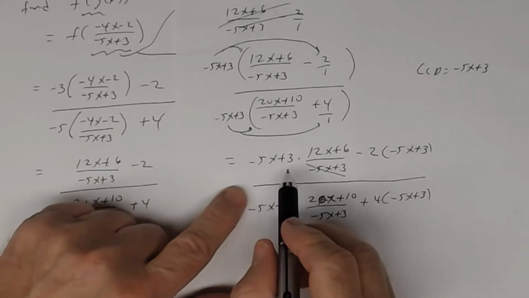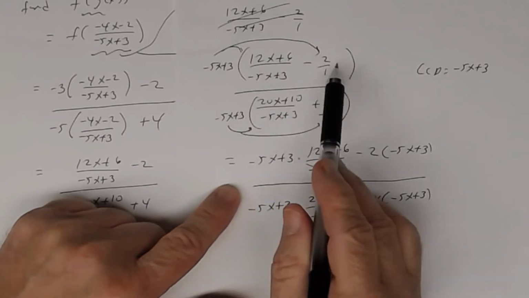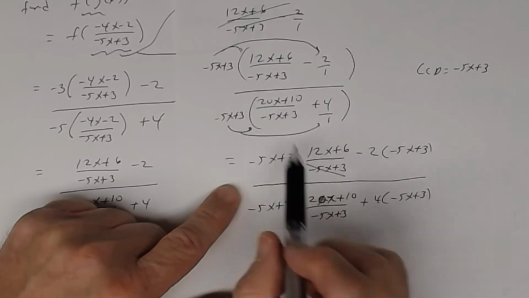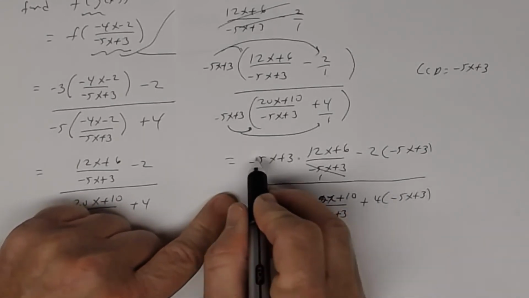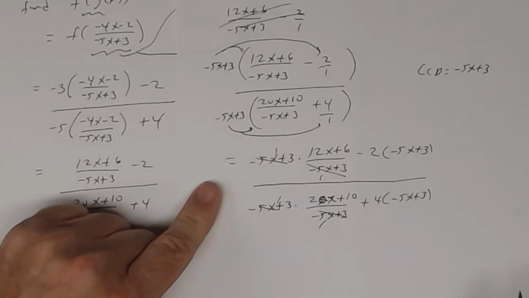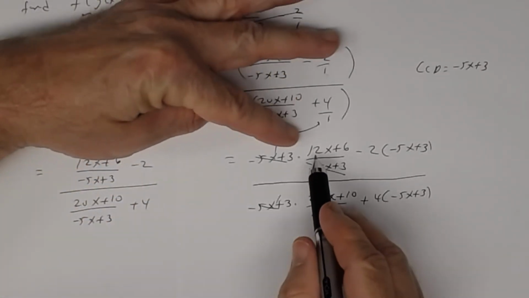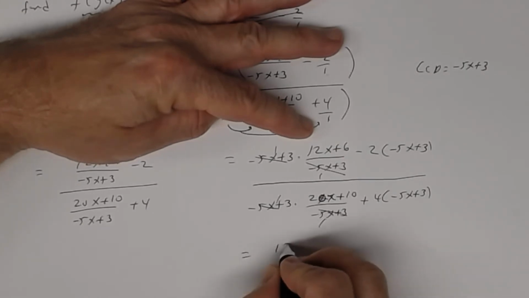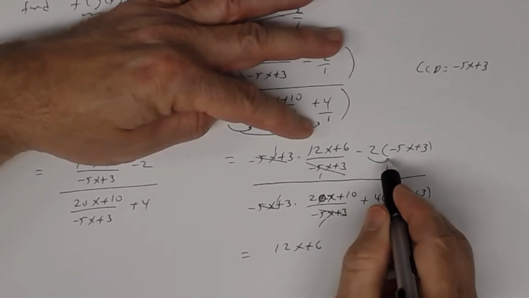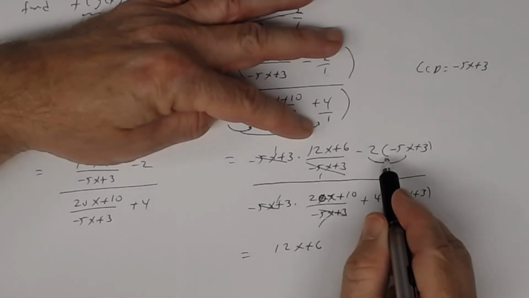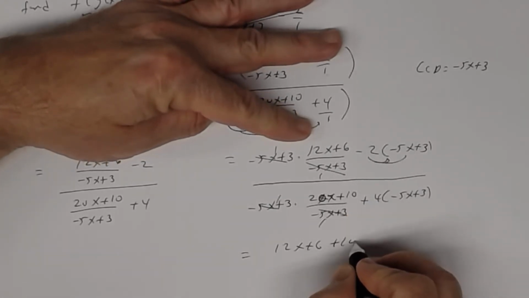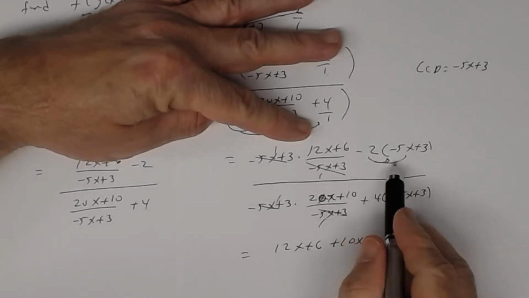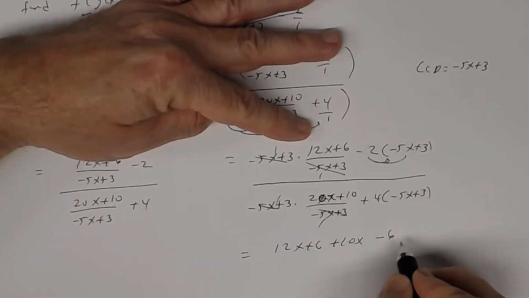All right, now let's simplify this. So remember, the whole point of multiplying this and this by the LCD is to get rid of those denominators. And so I can do that now. So these divide out. See, those divide out. And then I want you to notice what you see. I have 1 times 12x plus 6 is 12x plus 6. And then let's go ahead and distribute the negative 2. Negative 2 times negative 5x, positive 10x. And then negative 2 times a positive 3 is a negative 6.